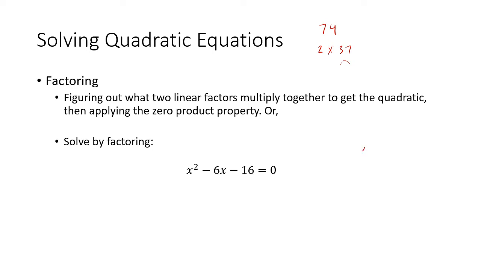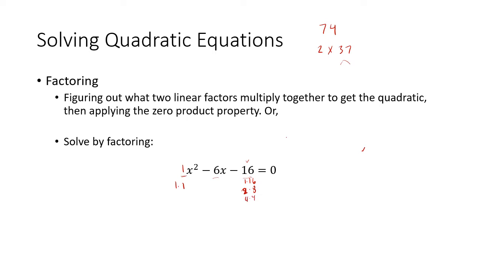We have to look at the multiplication factors of this 16, this number at the end, and take into consideration the leading coefficients of the other two terms. The way you can do this is to really write out what the factors of these coefficients are. So 1 times 1 is the only way we can get 1, or negative 1 times negative 1. And then for 16, it's 1 times 16, or 2 times 8, or 4 times 4.